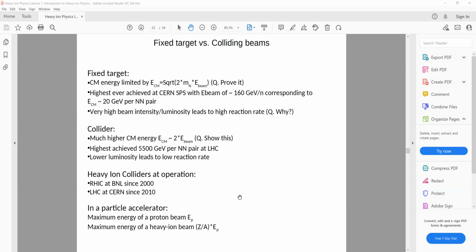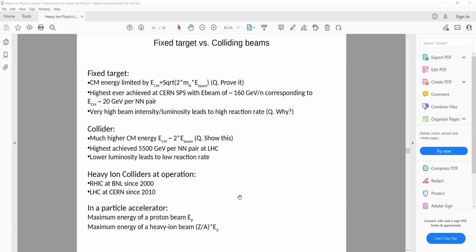The colliders' advantage is that you can go to a much higher center of mass energy, which for a head-on collision is just the energy E1 plus E2. So if two beams are identical and moving with the same energy, then the center of mass energy is just twice the energy of the beam. Okay. So the highest achieved up till now is for heavy-ion collisions.